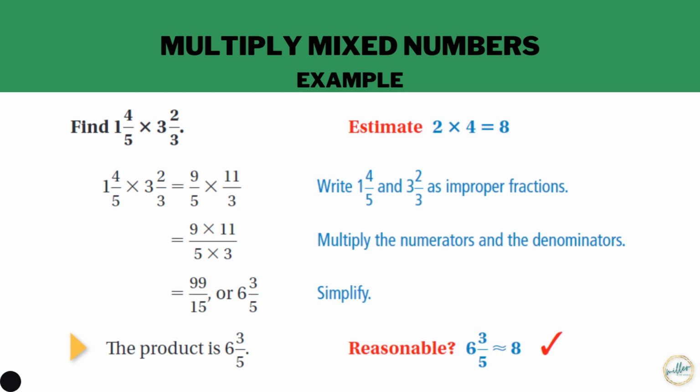Then multiply straight across. 9 times 11 is 99. 5 times 3 is 15. And that can be simplified to 6 3/5. That is a reasonable answer because it is near 8.